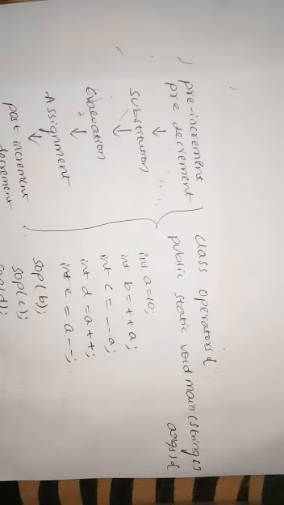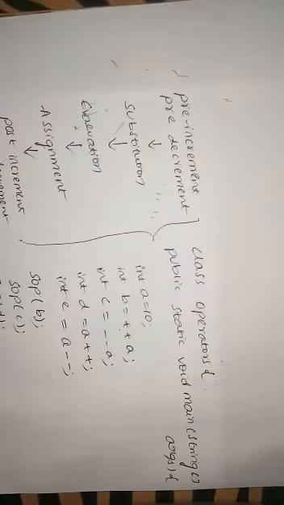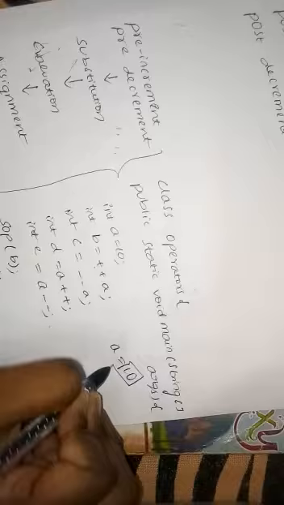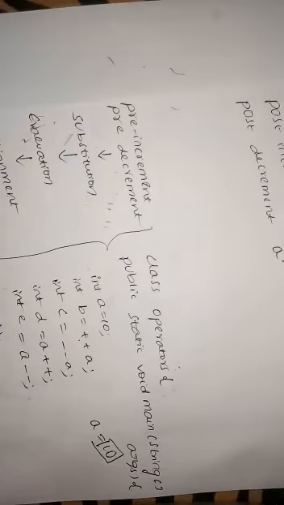Let's see the example. Class operators. The name of the class is operators. We all know that each and every program starts its execution from the main function. So public static void main string arguments. Declaring a variable a of type integer, initializing with 10. Declaring another variable called b.